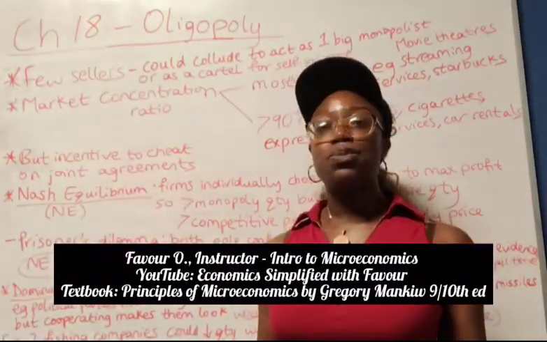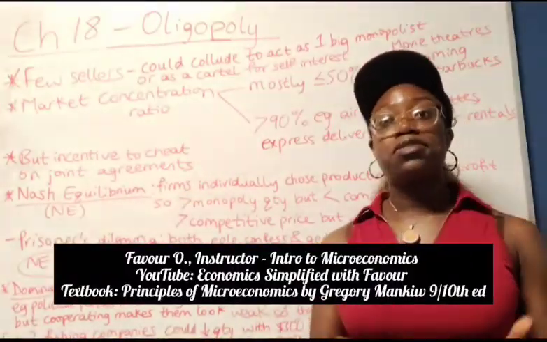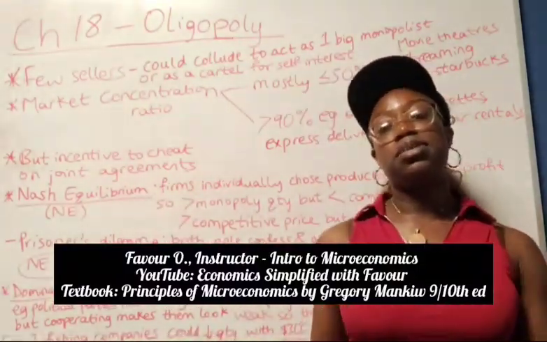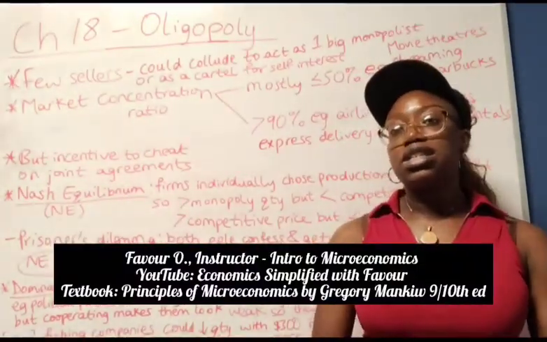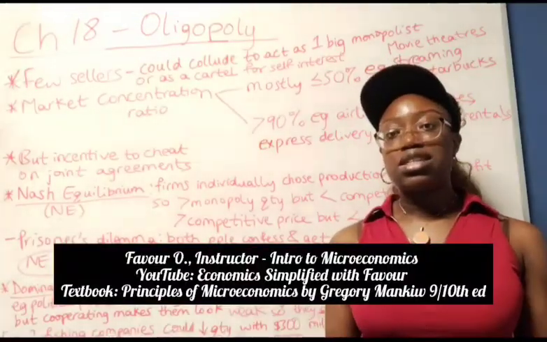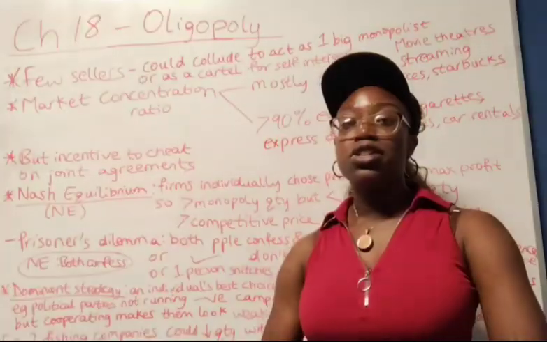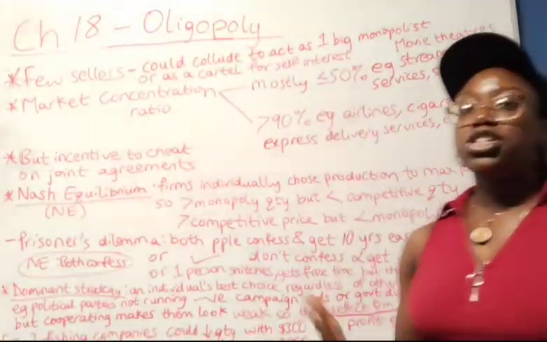And I'm using the textbook Principles of Microeconomics by Gregory Mankiw, either the 9th or the 10th edition, and I simply break down complex economic topics into simple concepts and explanations that everyone can understand and relate it to real life examples. So today, very quickly, we're going to be covering chapter 18, which is on oligopoly.